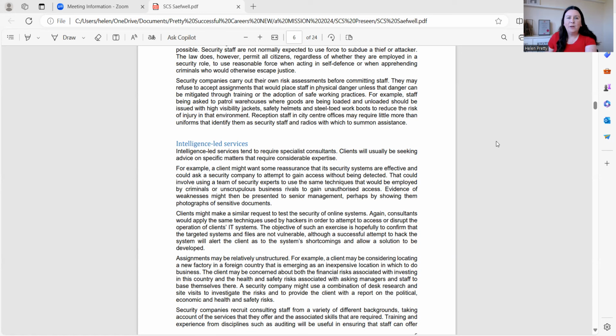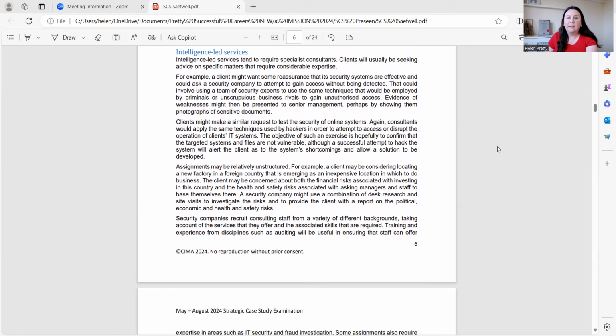Clients might make a similar request to test the security of online systems. Again, consultants would apply the same techniques used by hackers in order to attempt to access or disrupt the operations of clients' IT systems. The objective of such an exercise is hopefully to confirm that the targeted systems and files are not vulnerable, although a successful attempt to hack the system will alert the client as to the system's shortcomings and allow a solution to be developed.